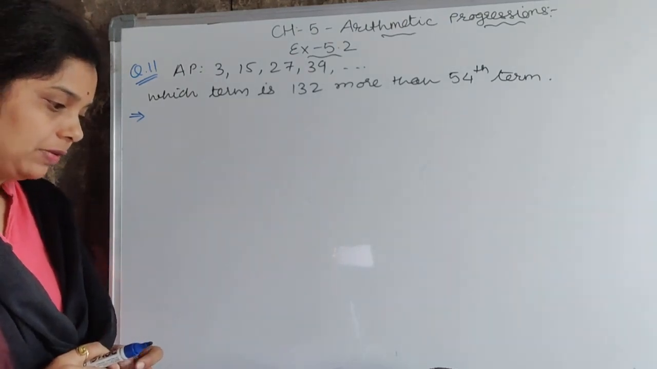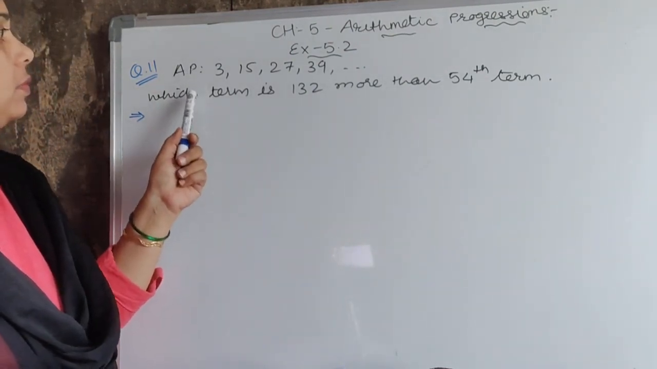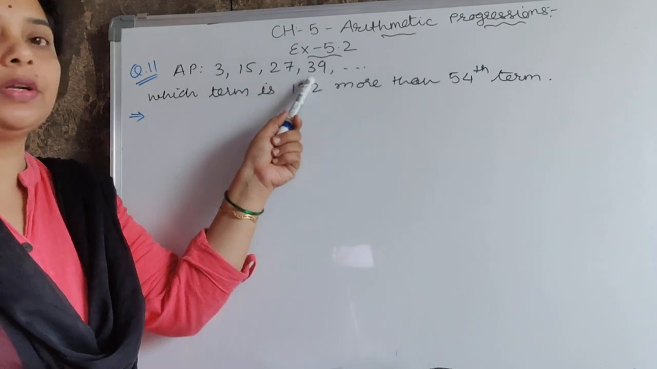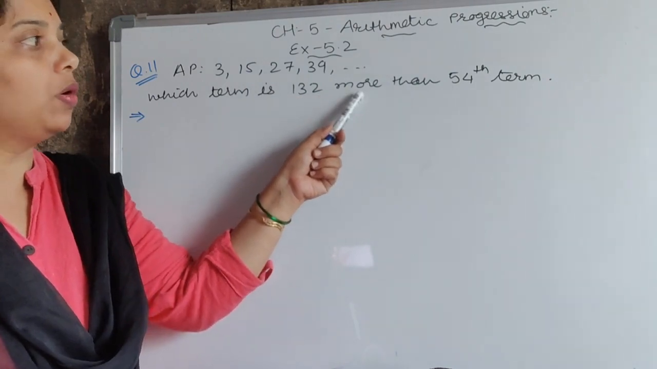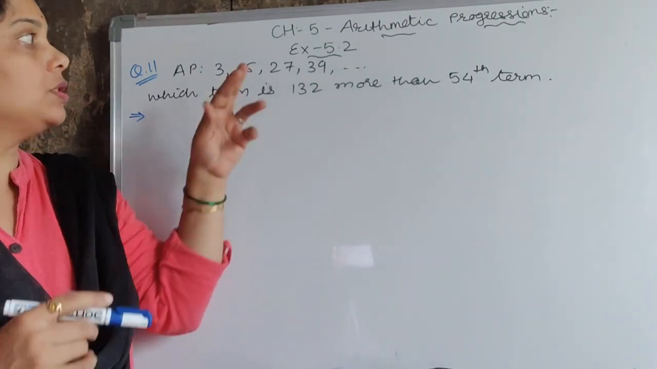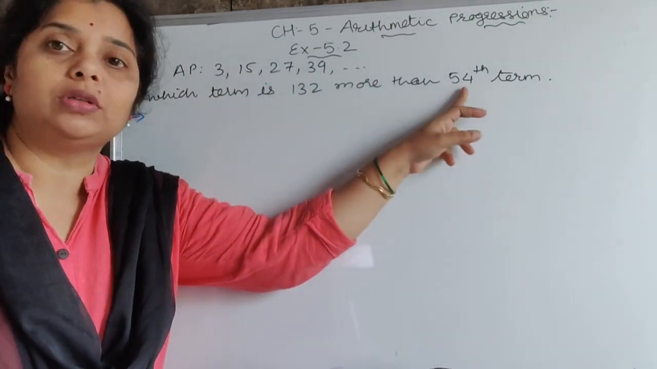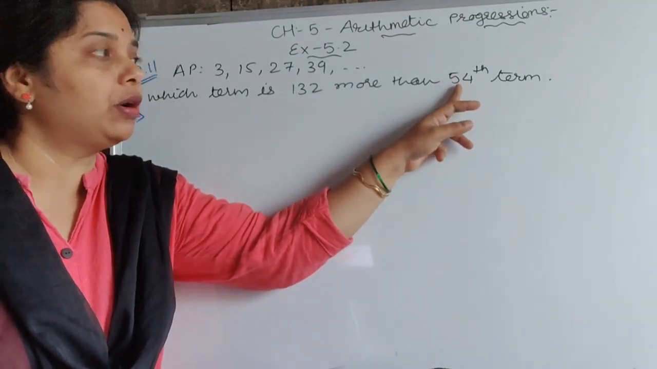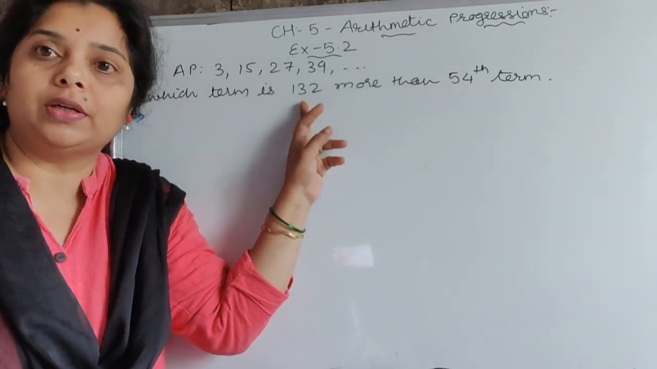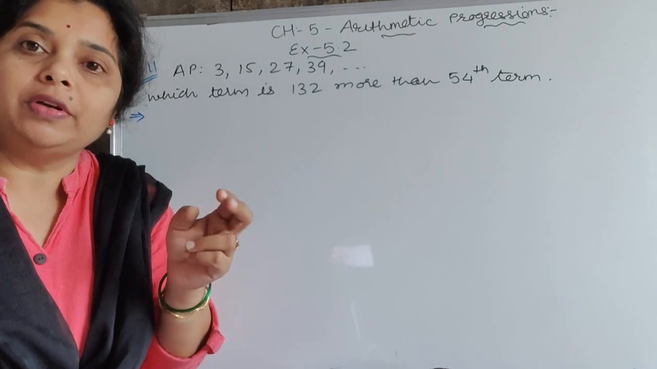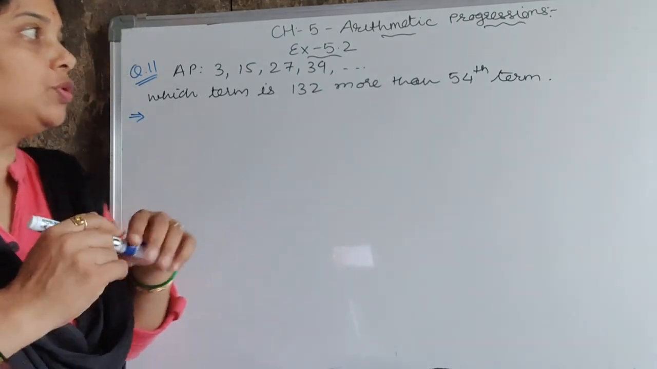Now question number 11. It is given that the AP is 3, 15, 27, 39, and which term of this AP is 132 more than the 54th term. Which term in this AP is 132 more than the 54th term? So first of all we have to find out the 54th term. To the 54th term we will add 132, and the number that comes, we suppose that the nth term is that term. I am showing you the procedure.